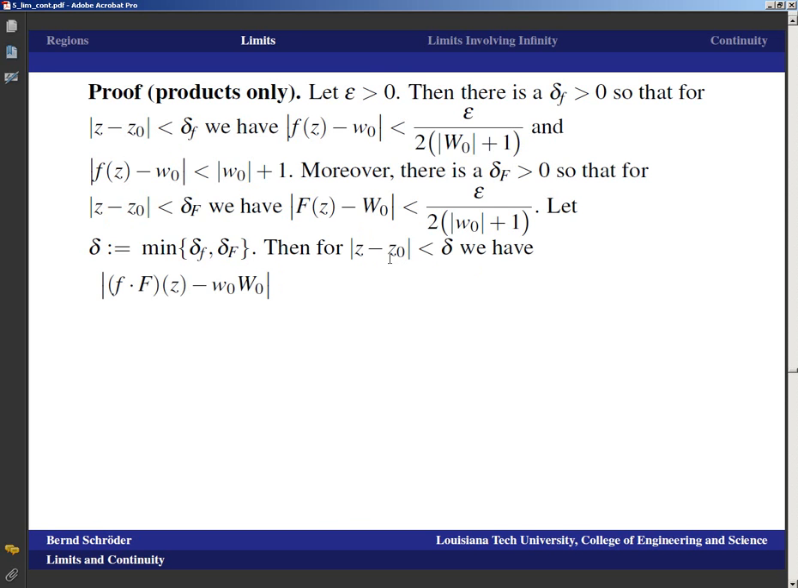Then for |z minus z0| smaller than capital delta, well, notice that then we have that this is true as well as that is true, which means we will be able to use this inequality, sorry for the quality of the highlighting, as well as this inequality here. And we will. So now we're interested in |f(z) times F(z) minus w0 times W0|, which is what we ultimately must make smaller than epsilon.